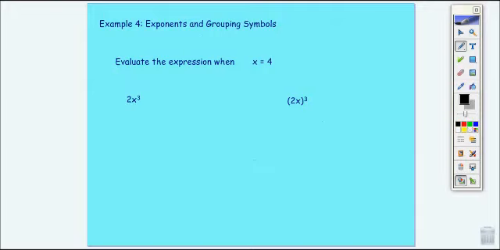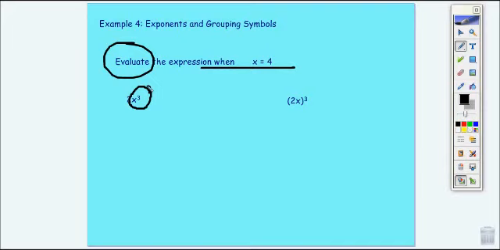So exponents and grouping symbols are putting it all together. Here's our word evaluate. Here's our word when, so that's our substitution. 2x cubed. So we have 2 times x cubed. The x cubed doesn't have any grouping symbols. X cubed is a grouping symbol in itself.